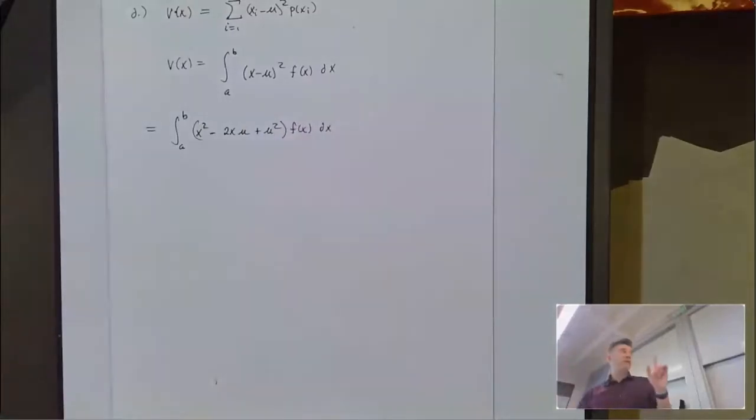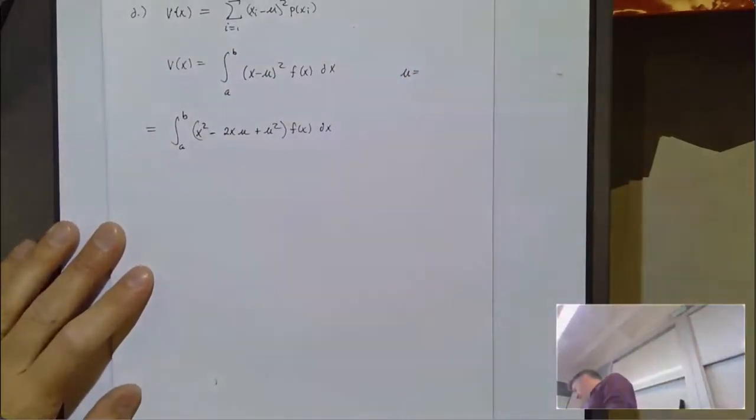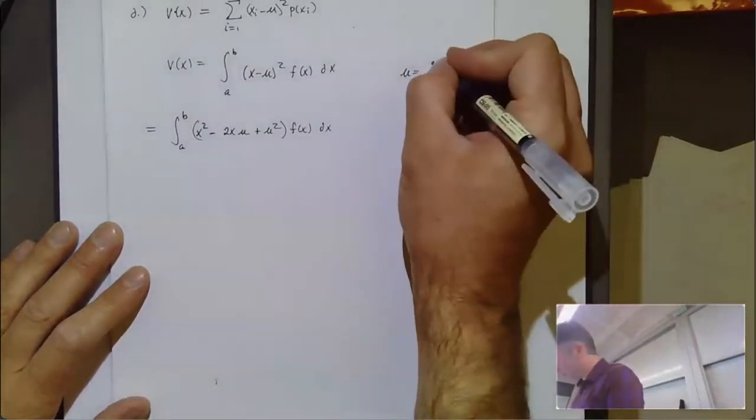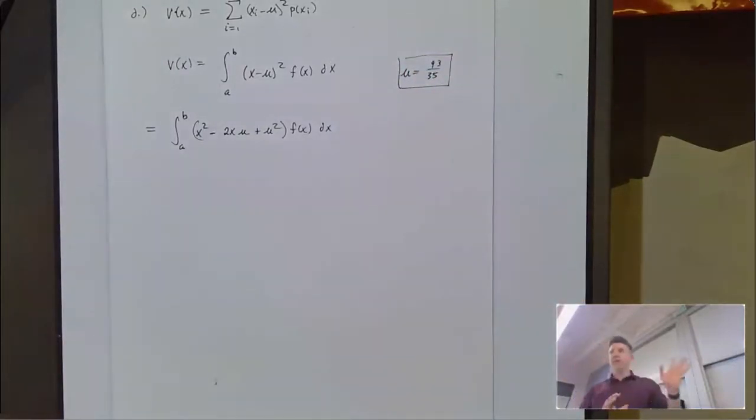I want to make one observation. Mu, the mean, is a constant, right? We have found the mean. In our particular example, the mean was, what was it, 93/35, something crazy like that? Yeah. So just for later reference, our mean is 93/35. We'll plug that in later on.